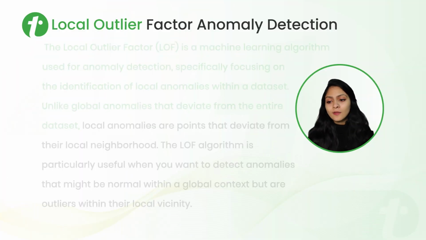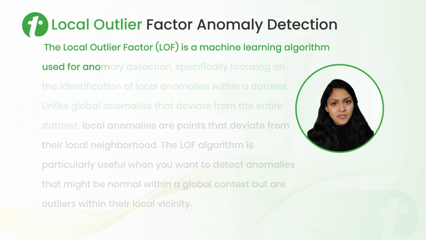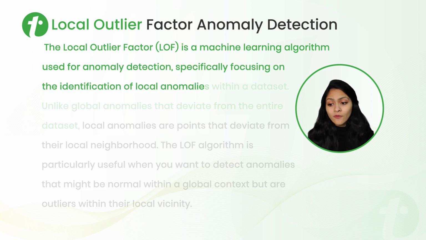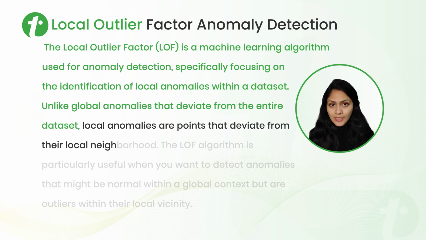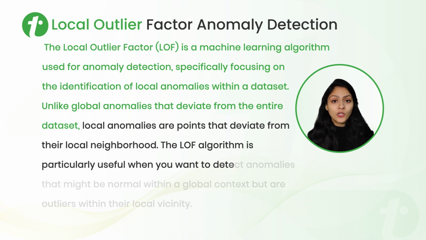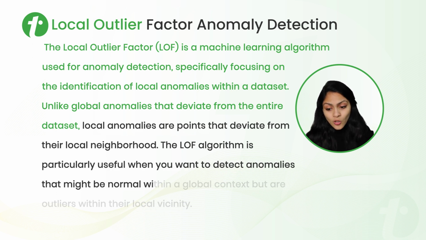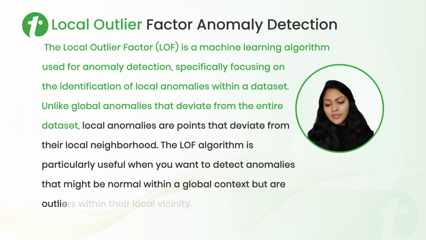Now, the next technique is local outlier factor anomaly detection. LOF is a machine learning algorithm used for anomaly detection, specifically focusing on the identification of local anomalies within a dataset. Unlike global anomalies that deviate from the entire dataset, local anomalies are points that deviate from their local neighborhood. The LOF algorithm is particularly useful when you want to detect anomalies that might be normal within a global context but are outliers within a local vicinity.